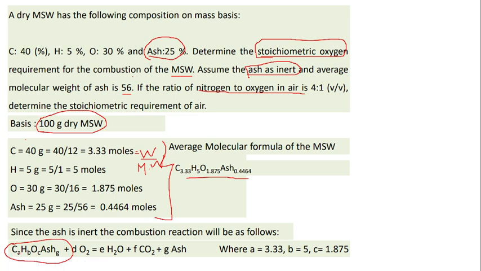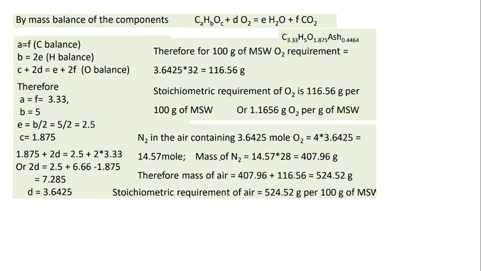Here A, B, C, G are all known values. A is 3.33, B is 5, C is 1.875. Already we have obtained the molecular formula itself. So now we are going to balance the equation.